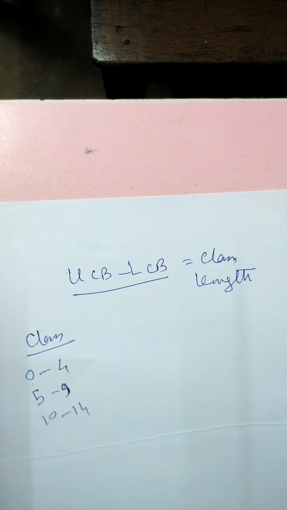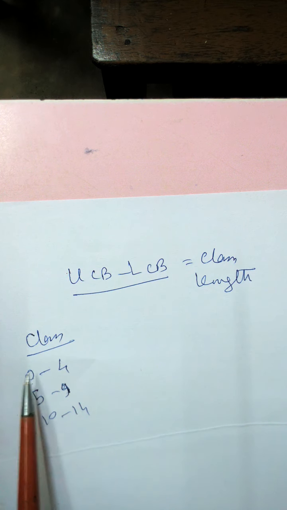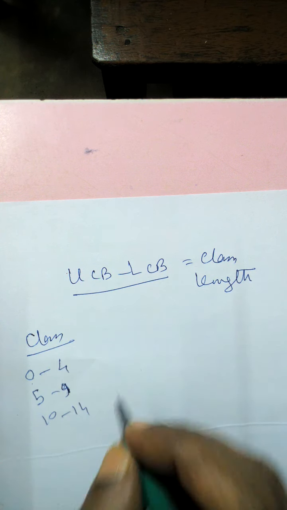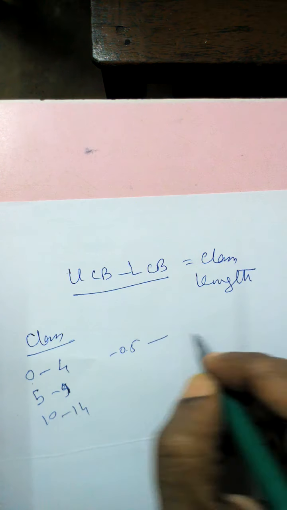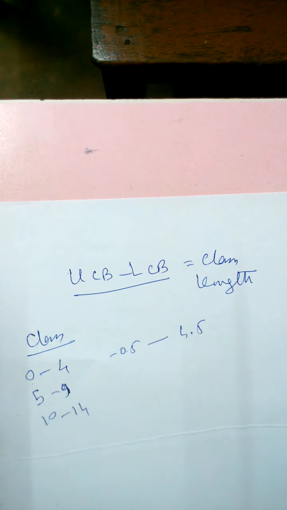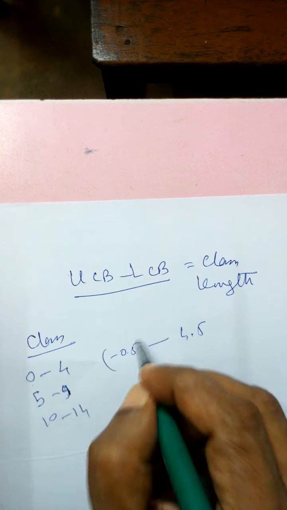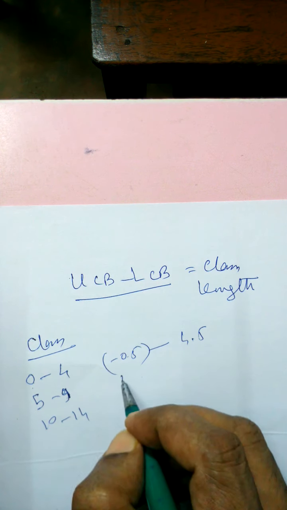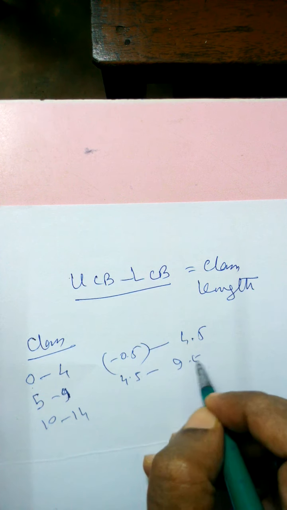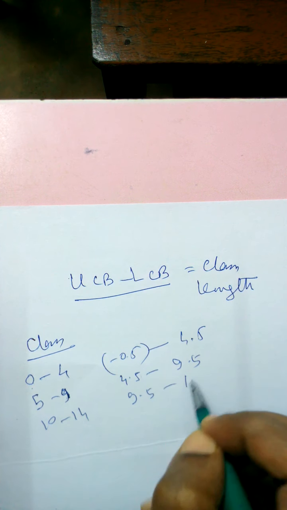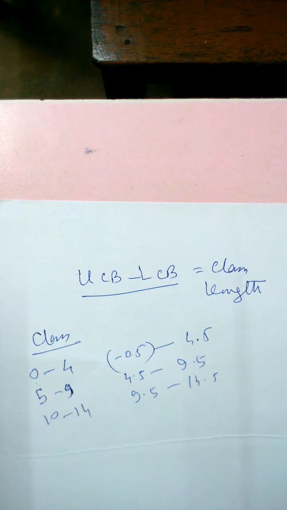So it will be minus 0.5 to 4.5. Why? Because class boundaries are overlapping. So take the concept of 0.5. Increase this side by 0.5, this side by 0.5. So it will become minus 0.5 and that will become plus 0.5. That means minus 0.5 to 4.5. I tell you, this is a very awkward idea I am discussing. I'll tell you why it is awkward. Next, 4.5 to 9.5. Then 9.5 to 14.5. This way we make the classes.